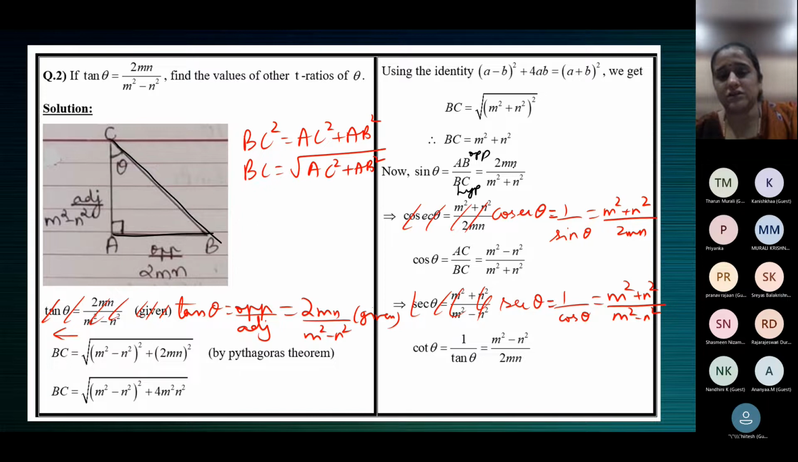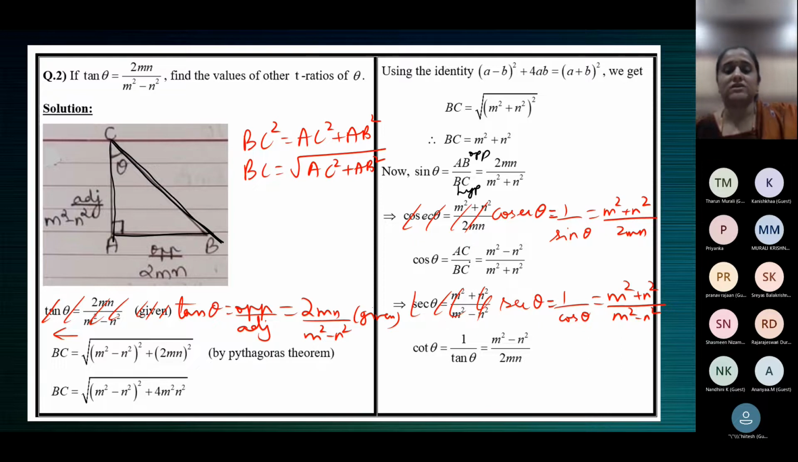Once you find sine theta, cosecant theta is the reciprocal of sine theta. So the reciprocal of sine theta is m square plus n square by 2mn. Cos theta: how do you find cos theta? Cos theta connects the adjacent side and the hypotenuse. So adjacent is AC by the hypotenuse BC. AC by BC. So write out AC by BC here.